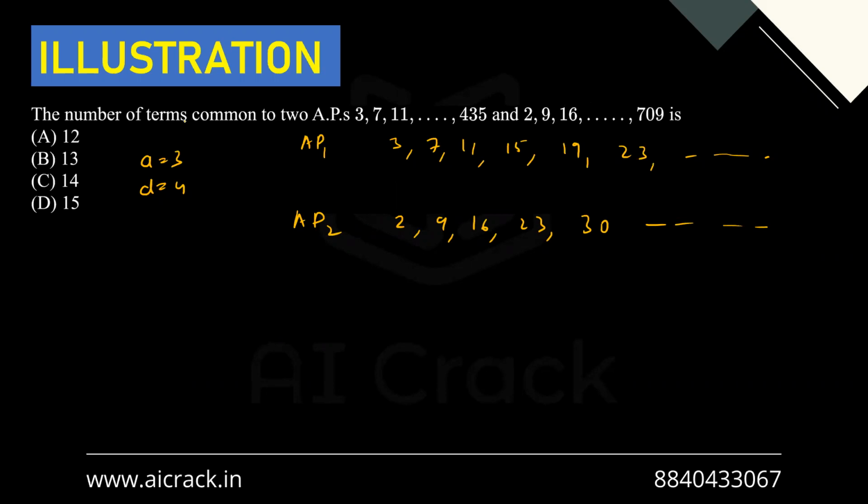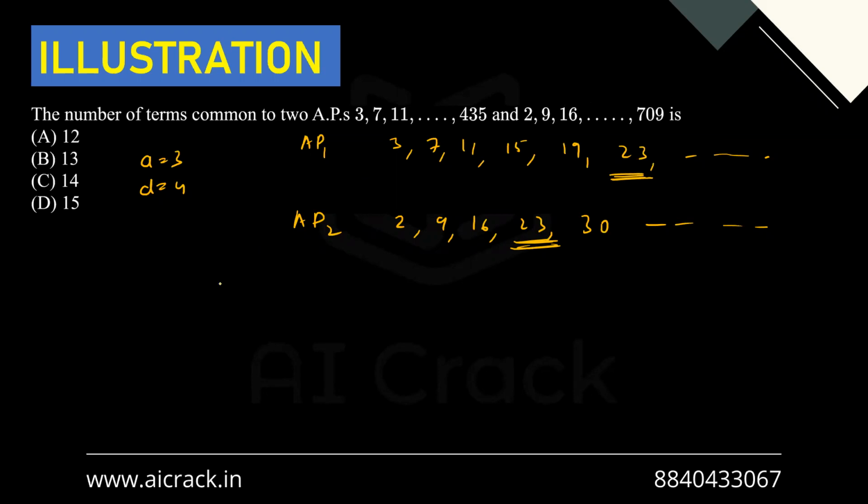So if we have to find out the common terms, we have to find out the first common term, and after that we can apply the common difference for both of the APs, right? So over here it's starting from 3, and here it's starting from 2. So we have to find out the first common term. Now I can clearly see that 23 is the first number which is common to both the APs. Now after that we can start applying the common difference which is common to both APs.